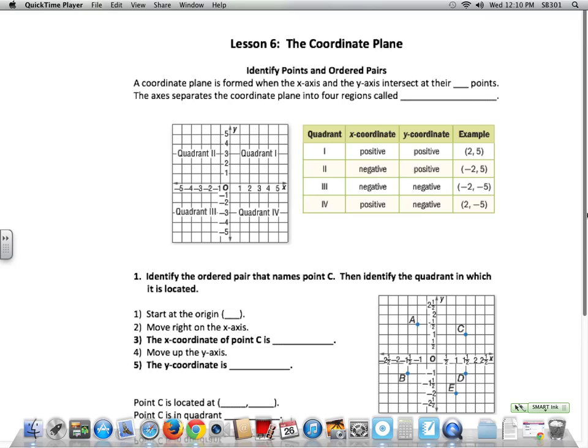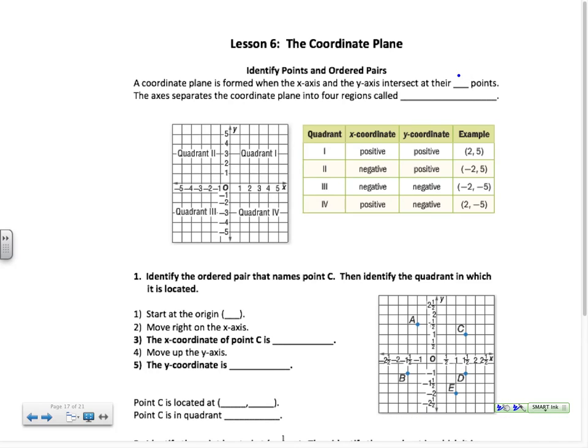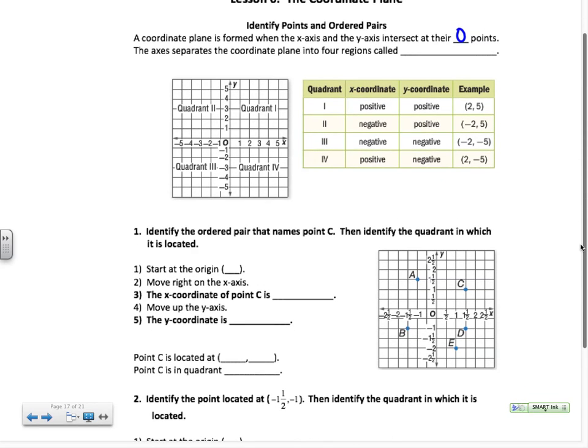A coordinate plane is formed when the x-axis and the y-axis intersect at their 0 points. Let's see what that means. If we look at this graph down here, right here is the x-axis. If this were a number line going this way in the positive direction, it starts at 0. And then the y-axis is right up here. You can see the y, and it intersects, if this were the 0 point and it went up that way, right there at 0. That's what that means.